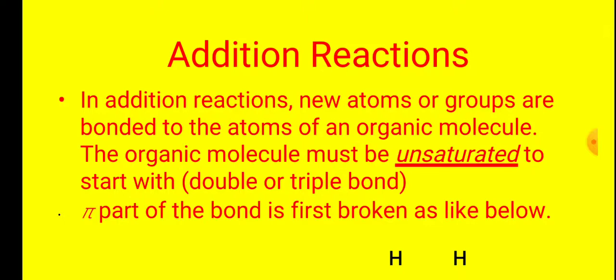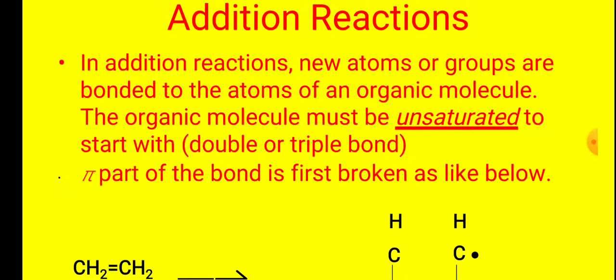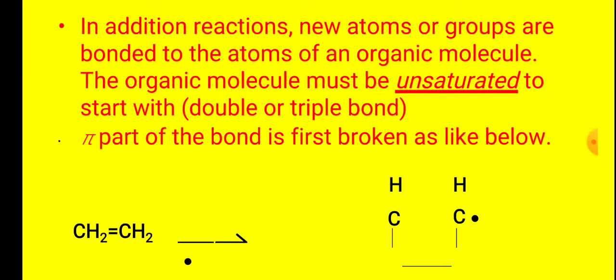So in addition reaction, addition simply means 1 plus 1 is equal to 2. 2 plus 1 equal to 3. So there will be no loss ultimately. So if you go to the definition, in addition reaction, new atoms or groups are bonded to form an organic molecule. So basically, if you place something and that thing is added to another thing, then obviously it is addition reaction. This type of reaction mainly happens in unsaturated compounds.